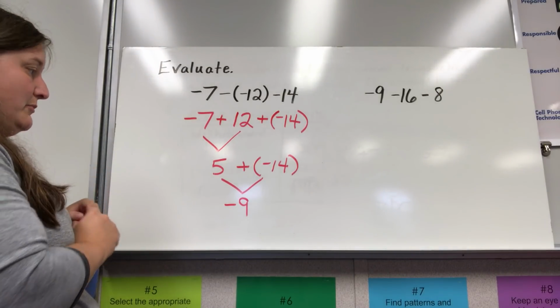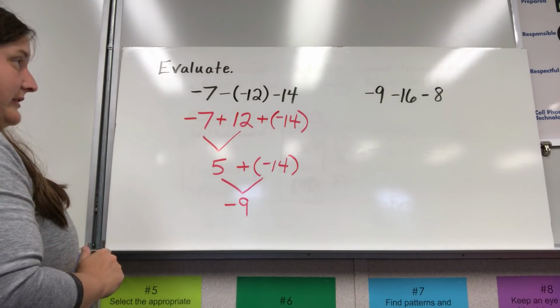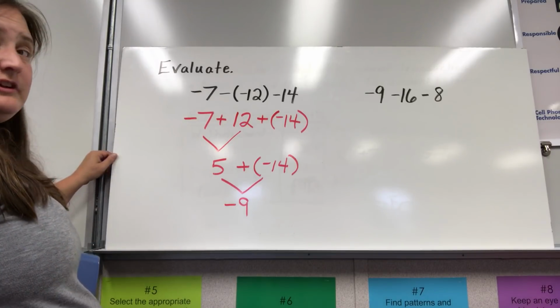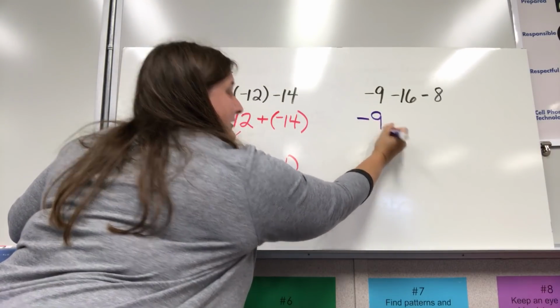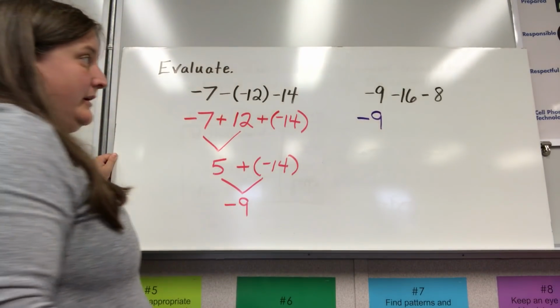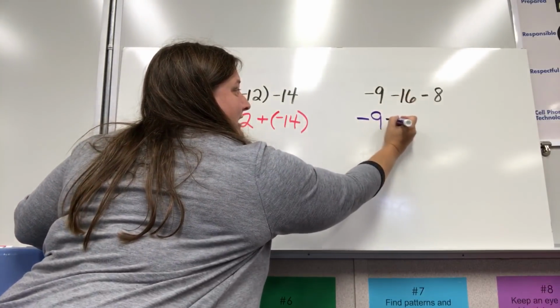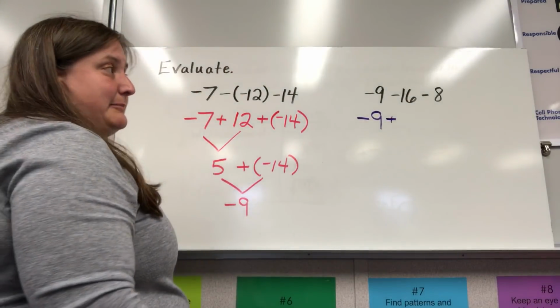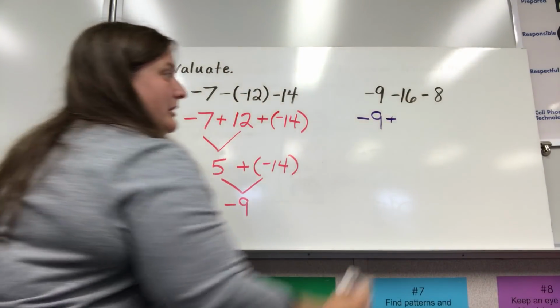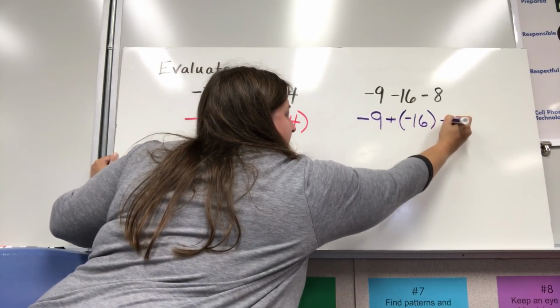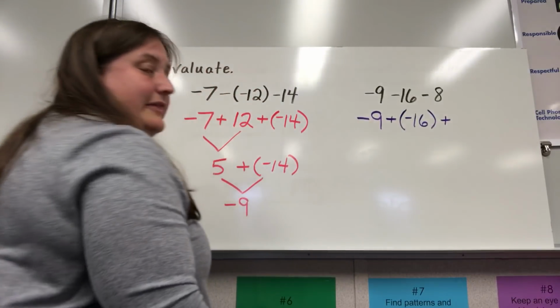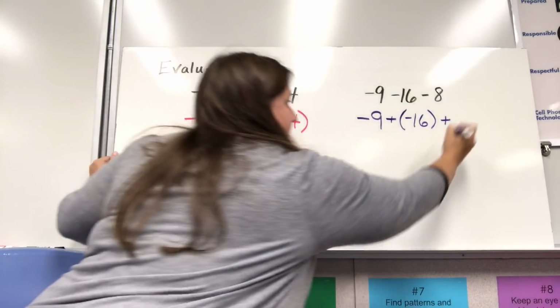All right, let's do one more example like this. So I'm going to change this guy to addition. So the first integer stays. Negative 9 remains the same. Then I'll make this subtraction sign an add, and anything after an add becomes its opposite. So 16 becomes negative 16. And I'll do another add, and that 8 will become negative 8.